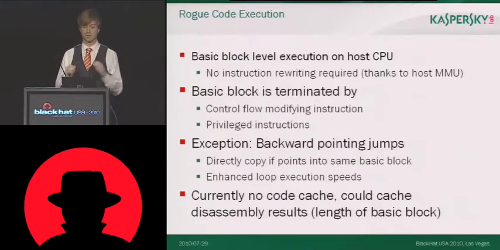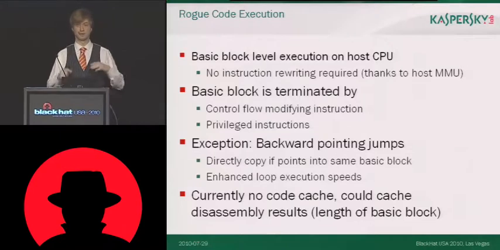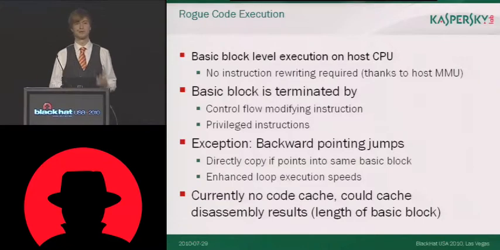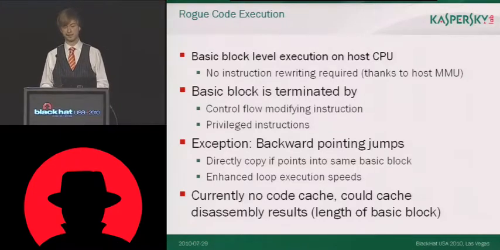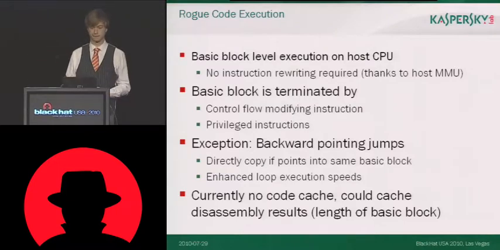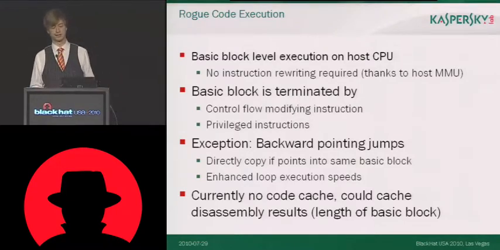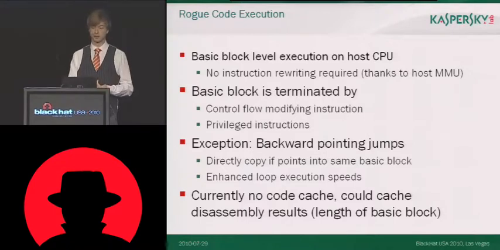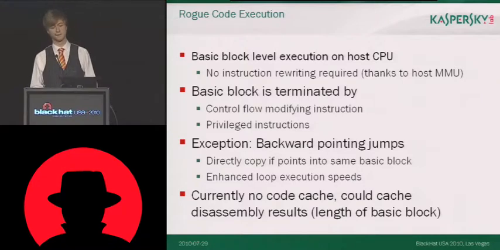So the code itself, the rogue code, is being executed on the host CPU with some limitations. And we don't need to do instruction rewriting like QEMU does, for example, or VMware does in some cases if there are no hardware virtualization extensions. We are using the host MMU with segmentation to do the whole memory access isolation for us. Since we don't need to do any instruction rewriting, we get a big performance boost because we can execute the code in place instead of copying and rewriting it. We don't need the time for reassembling the rewritten stuff, generating this code, and so on.